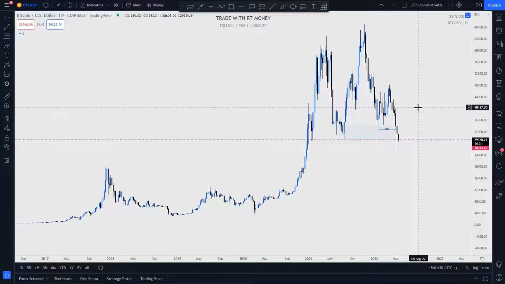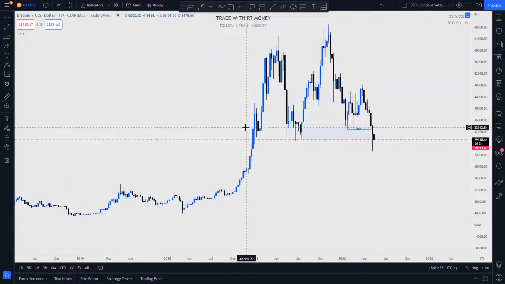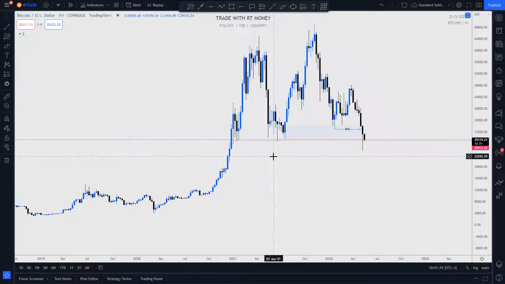We're going to take a look at Bitcoin. Let's look at the weekly time frame. And you can see that we are in a bearish market, of course.